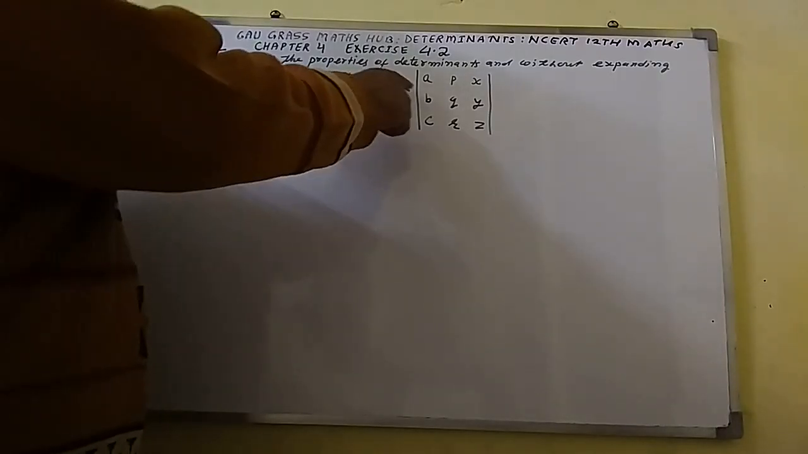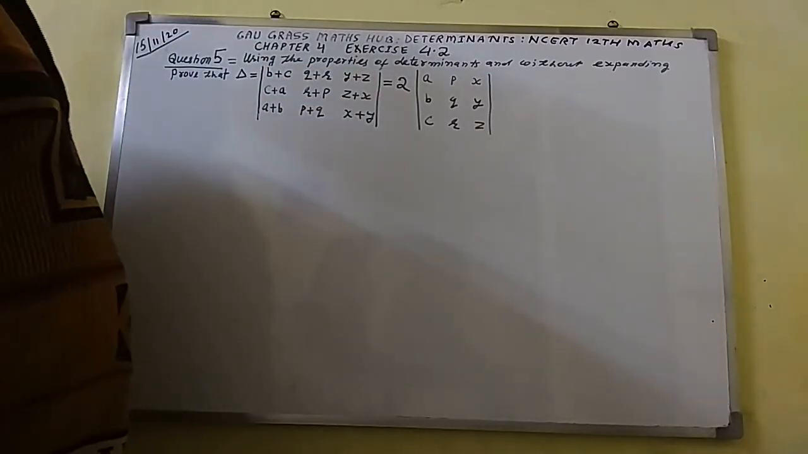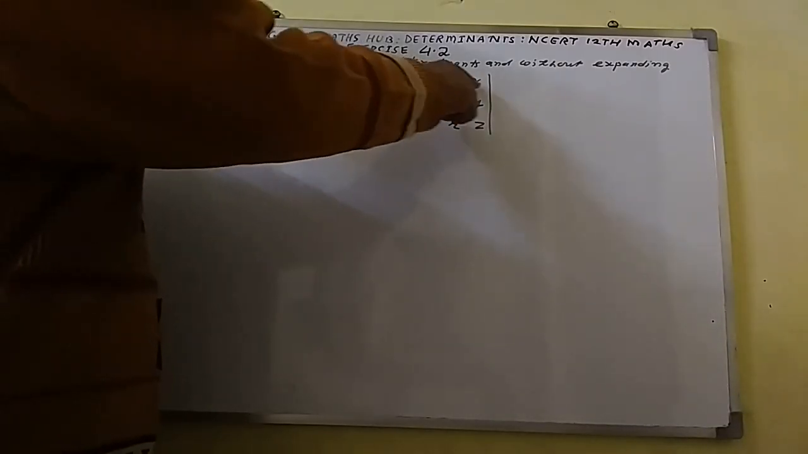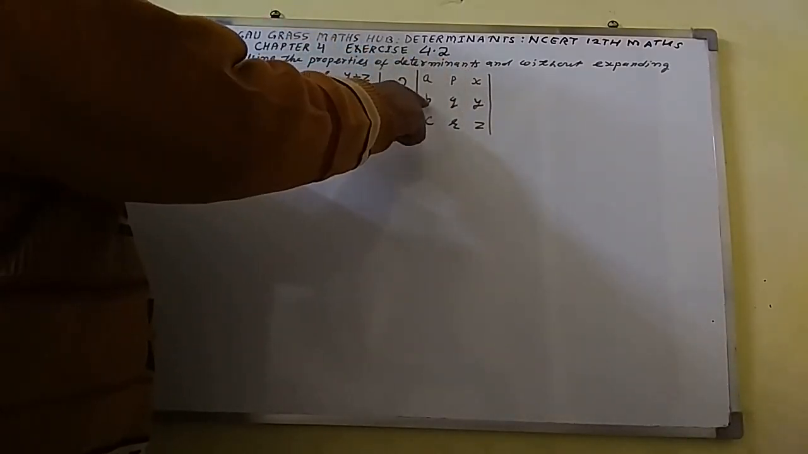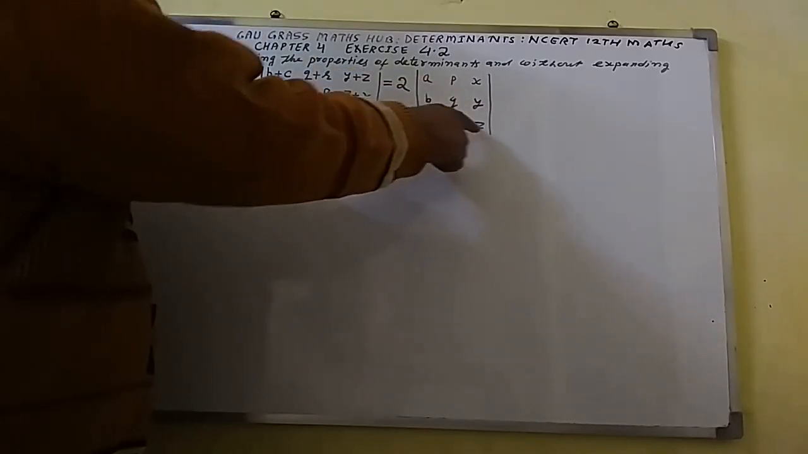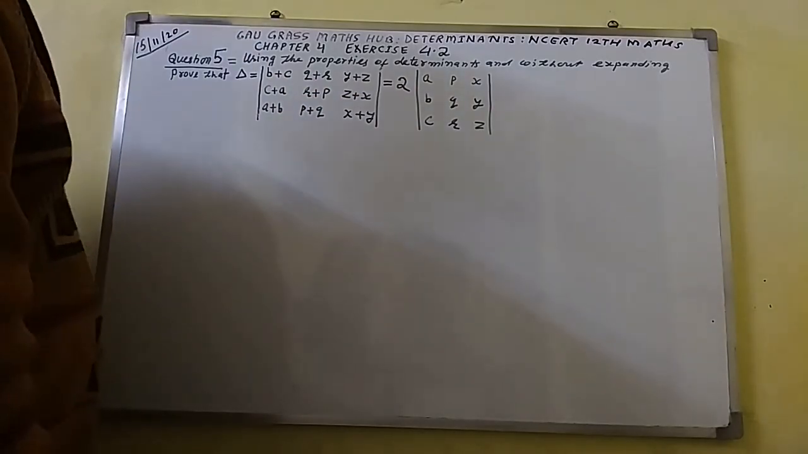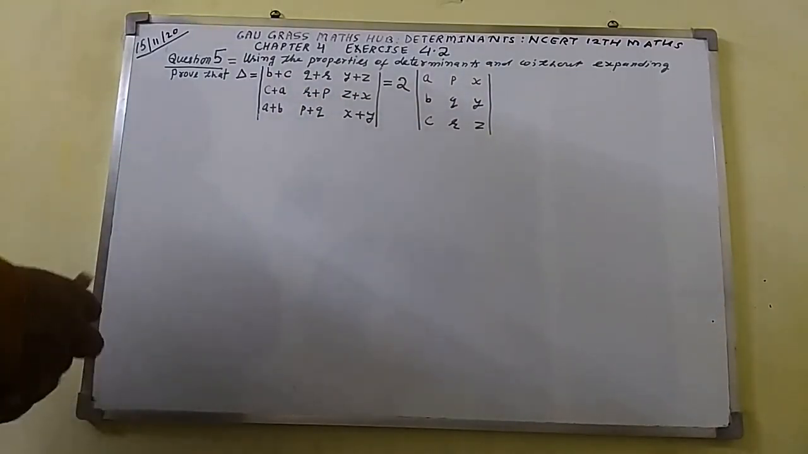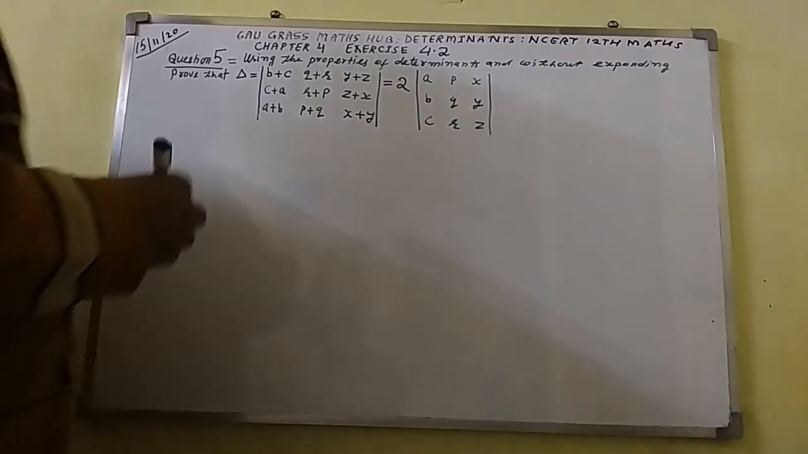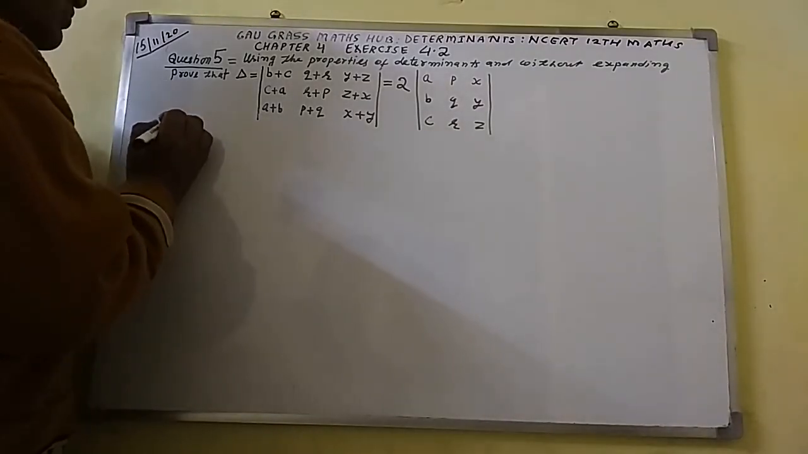equals 2 times the determinant with first row a, p, x; second row b, q, y; third row c, r, z. This is the question which I have taken from chapter 4, exercise 4.2, determinants, in NCERT class 12 mathematics. Here I shall write the solution.